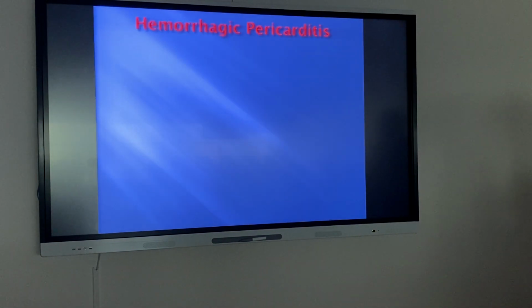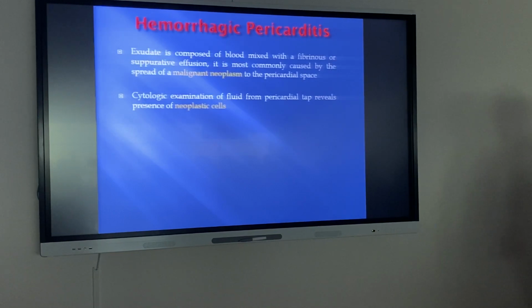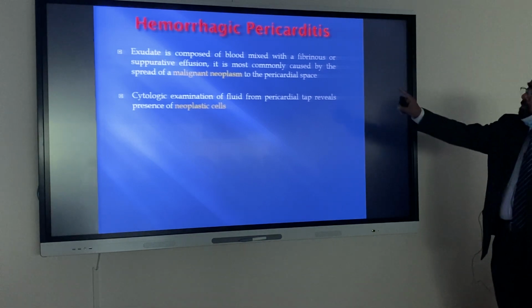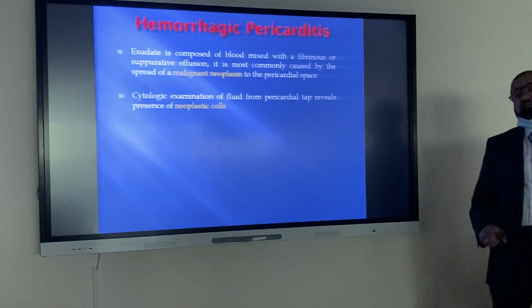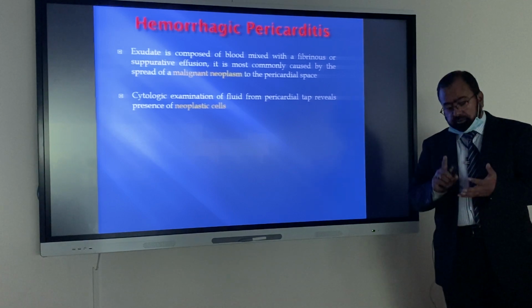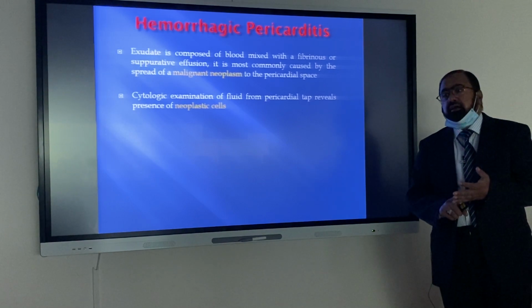Then hemorrhagic pericarditis. This is another type where, as the name says, along with the pus you will have an excessive amount of hemorrhage. So the exudate is composed of blood mixed with fibrinous and suppurative material. So we have all three things: fibrin, blood and suppuration.